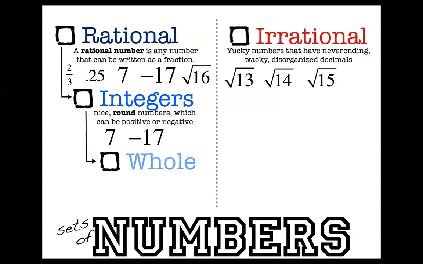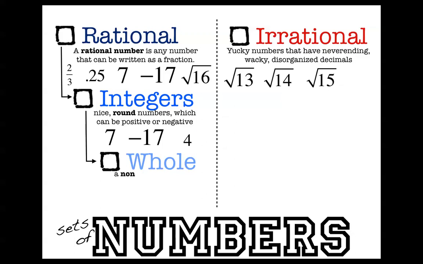is an integer. Integers can be positive or negative, and actually the square root of 16 is an integer because it's 4, right? Okay, so certain kinds of numbers are rational, certain kinds of numbers fall into the irrational category. Some rational numbers are integers and some aren't. And some integers are whole numbers.